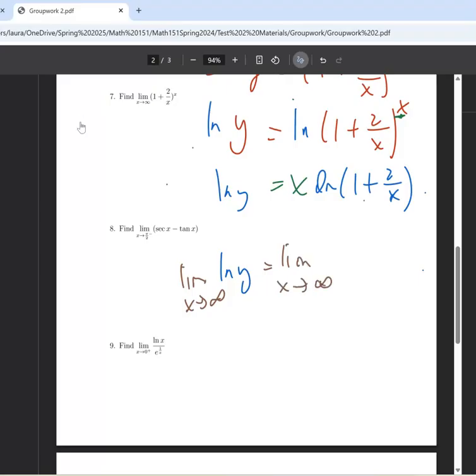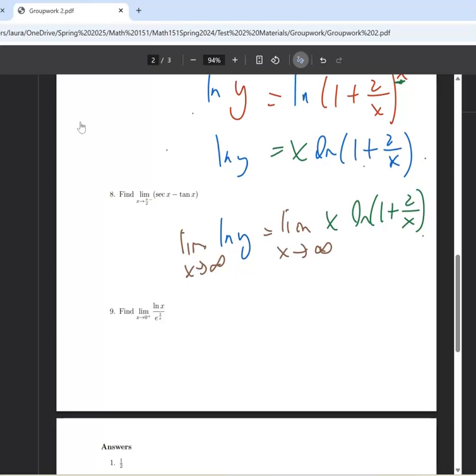The last one had a nice way to make it a fraction, but this doesn't really. I have to think about this. If I put in infinity, I'd get infinity times ln of 1, which is 0. What do we do with infinity times 0? We put one of them in the denominator. Never put the ln guy in the denominator, so we want to move the x one to the denominator. Let's move slow. So I'd have ln of 1 plus 2 over x, over 1 over x.